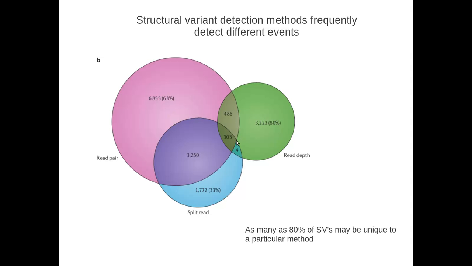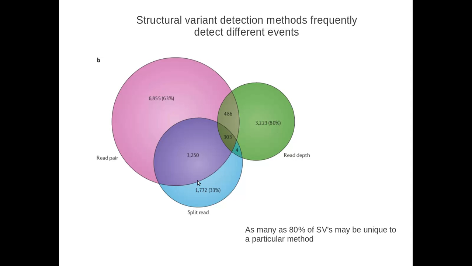Only 303 structural variants were predicted by read pair, split read, and read depth methods, where up to 80% of the read depth predicted structural events were not detected by the other methods. So this is not at all unexpected. It doesn't mean that one of these methods is necessarily more susceptible to false positives than others, although that may be true. These are thought to be real structural variants that have been validated, but were detected differently by the different methods. And you can imagine a brief thought experiment for why this might be.